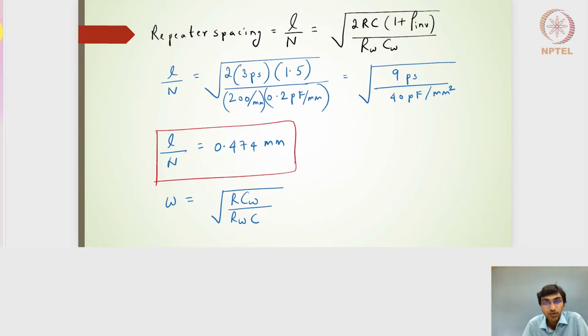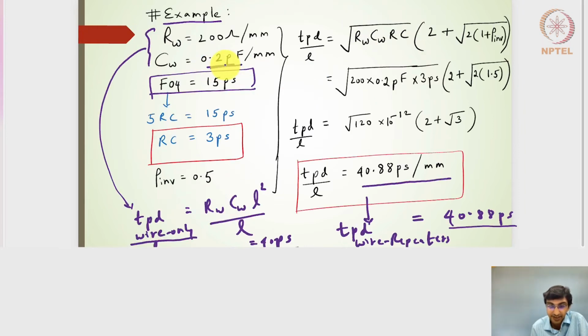Now let's try to understand what the repeater spacing is. If we have n-1 repeaters, I will have n segments. I need to find out the spacing between the n segments, or rather the length of each of the segments. The length of each segment is the overall length of the wire divided by the n segments, which is given by an optimized expression. Here it is 2RC into 1 plus rho in by RW/CW. RW is 200 ohms per millimeter and CW is 0.2 picofarads per millimeter, given from this particular data.